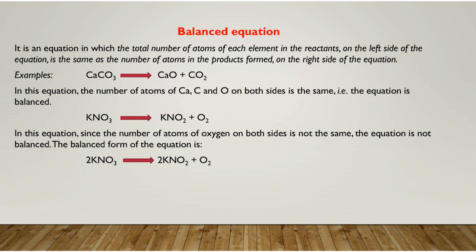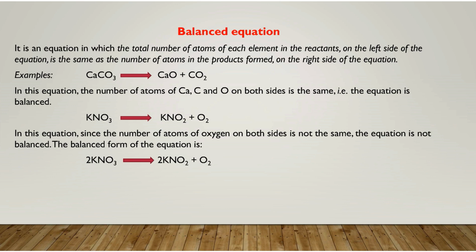So in this equation, you can see the atoms of oxygen on both sides are not the same. On the reactant side, there are 3 oxygen atoms, and on the product side, there are 4 oxygen atoms: 2 in KNO2 plus 2 in O2. So this equation is not balanced, you can see.